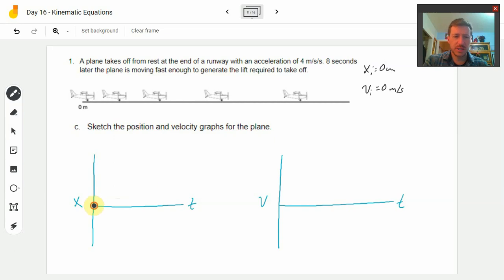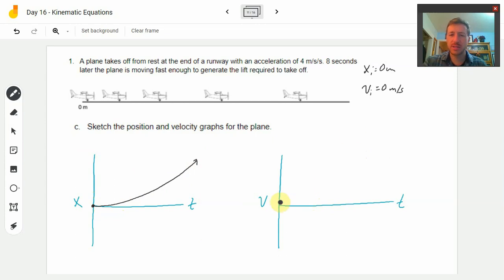So its starting position is 0, so we know that. And its position was increasing, moving to the right, in the positive direction, and it was speeding up, meaning that the slope is going to be getting steeper. So the slope's going to start flat, and then it's going to get steeper as time goes on. So that would be the position-time graph for this.